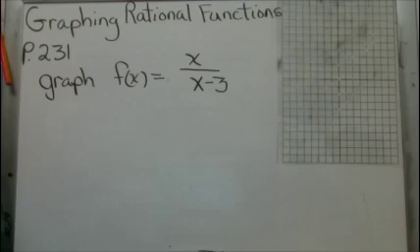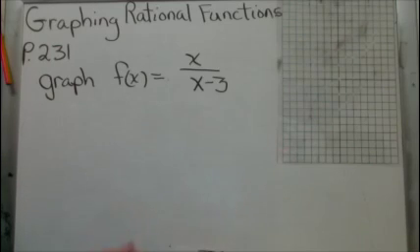Okay, I'm going to show you how to graph rational functions. This assignment is on page 231, and I have an example here of a rational function that I'm going to graph. Now, the graph of a rational function can approach without intersecting certain lines called asymptotes. And these lines are really important to find when you're doing a graph.